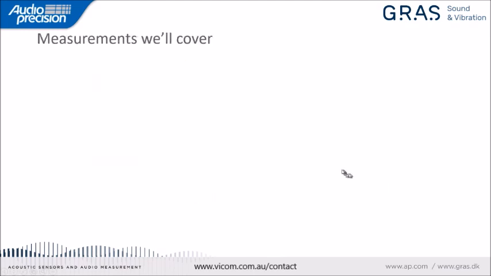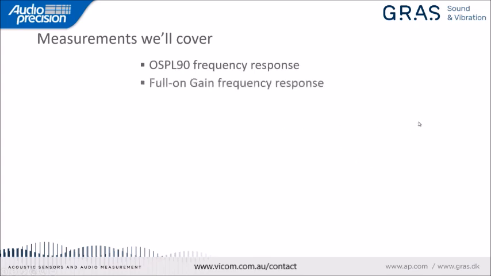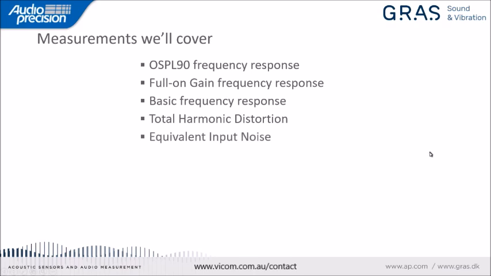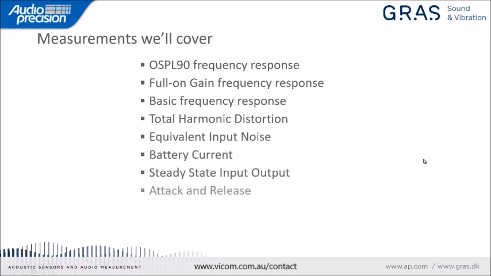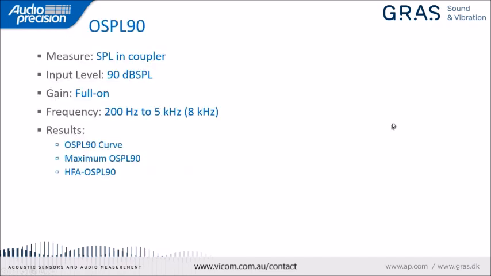Some of the measurements we'll cover today, so I'm just going to give the names of these on this slide, and we'll talk about them more in detail in upcoming slides. So we have the OSPL 90 frequency response, the full-on gain frequency response, basic frequency response, total harmonic distortion, equivalent input noise, battery current, steady state input-output, attack and release, and intermodulation distortion, and finally the SPLIV curve. So let's look at some of the details of these measurements.